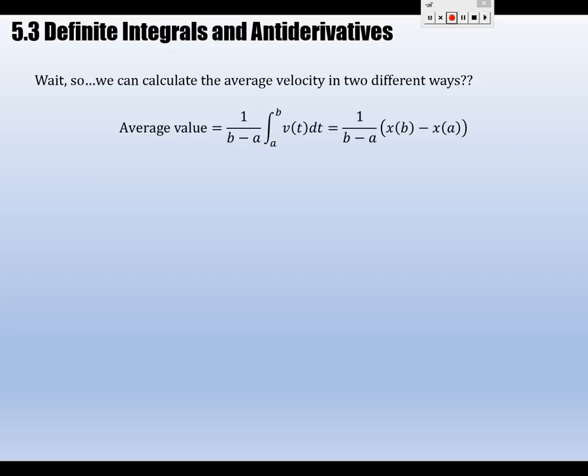The average velocity is given by this. Or if we happen to have access to the position function, does that mean we can calculate it this way too? It seems that both are true. And it also seems that this 1 over b minus a is somewhat negligible. It seems like maybe that's true, but I don't want to say too much because we've already gone too far. I mean, what meaning could this possibly have?